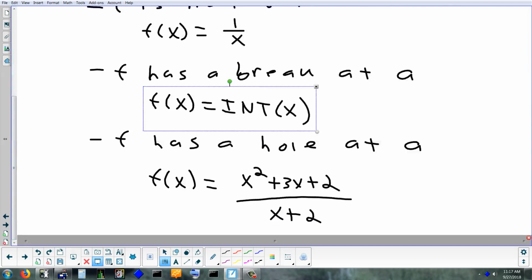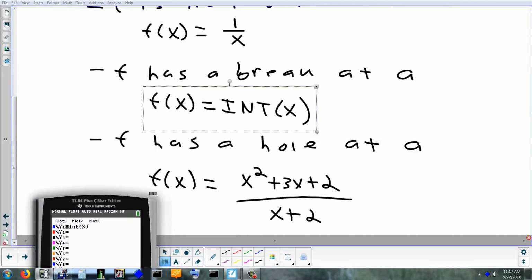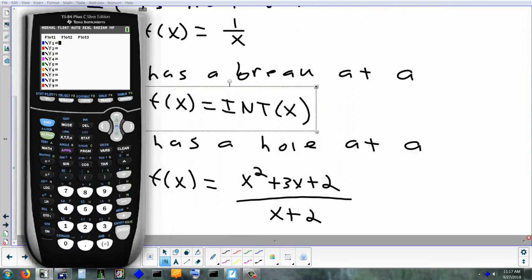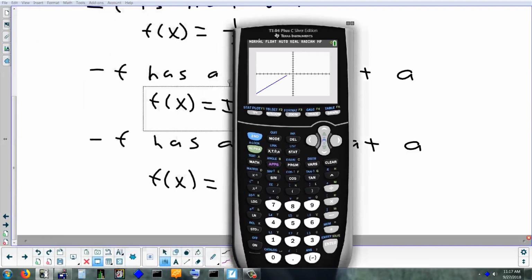Let's graph that. Let's graph (x squared plus 3x plus 2), in parentheses, divided by (x plus 2). So, if somebody were to walk in right now and they couldn't see the equation, and they looked at that graph, they would say it's a line, with a certain slope and a certain y-intercept.